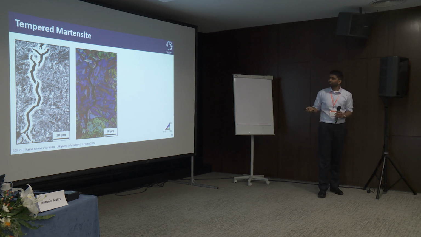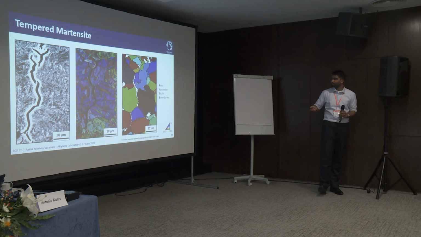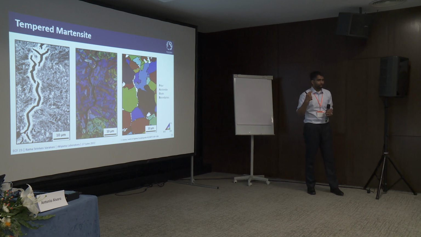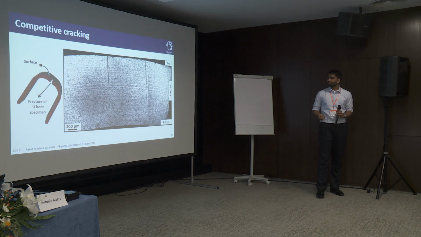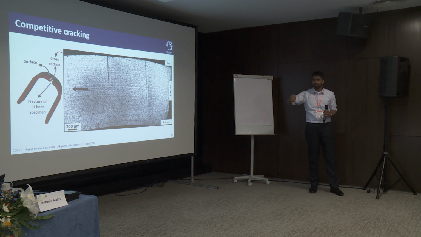In tempered martensite, we have always seen that the crack propagation is along the prior austenite grain boundaries, which we verified using the ARPGE software. So crack initiation is subsurface and crack propagation is along the prior austenite grain boundaries. Now moving on to the DP steel, we observe a competitive cracking behavior. This is a fracture sample and the cross section. Here we see a subsurface crack, very similar to what we have seen in the tempered martensite.